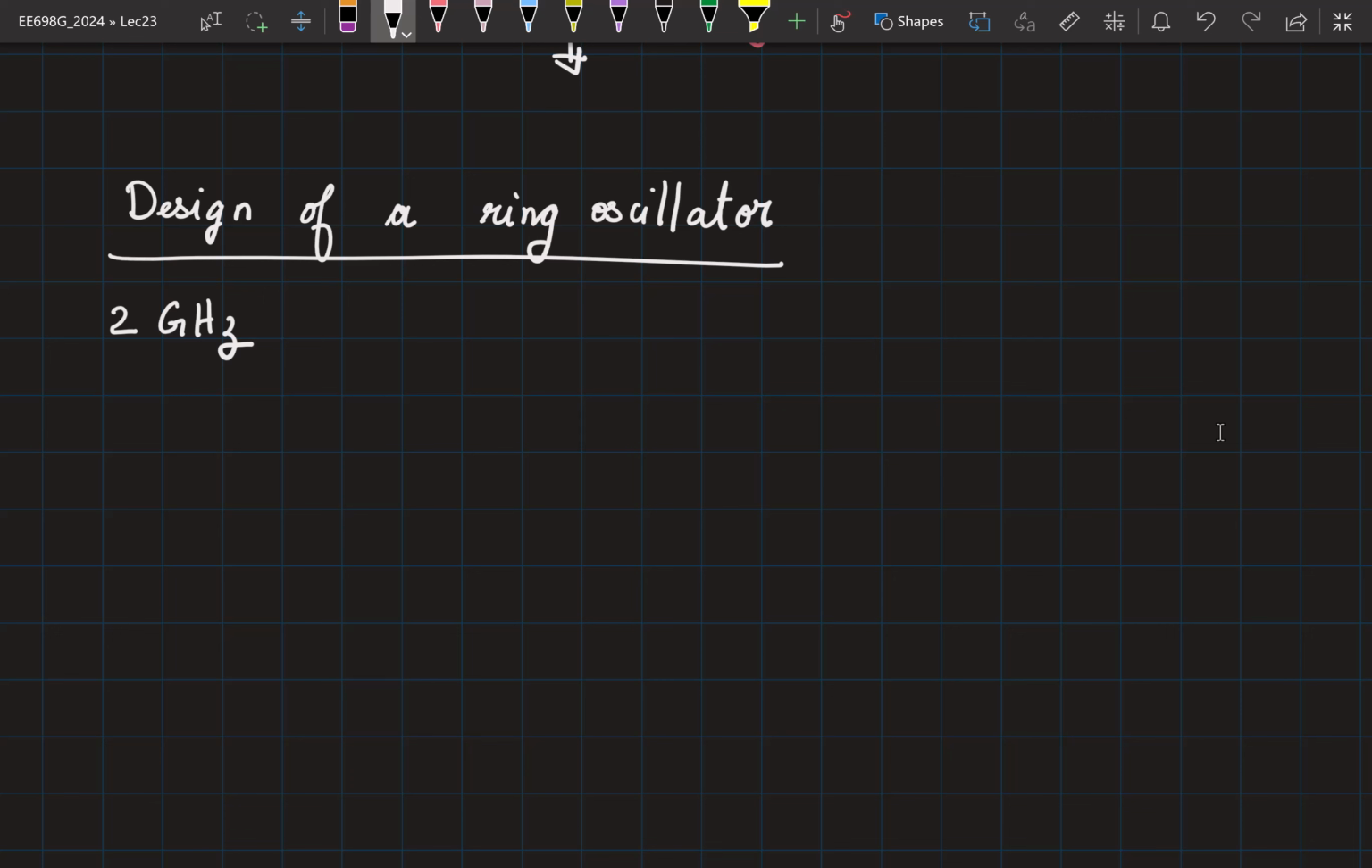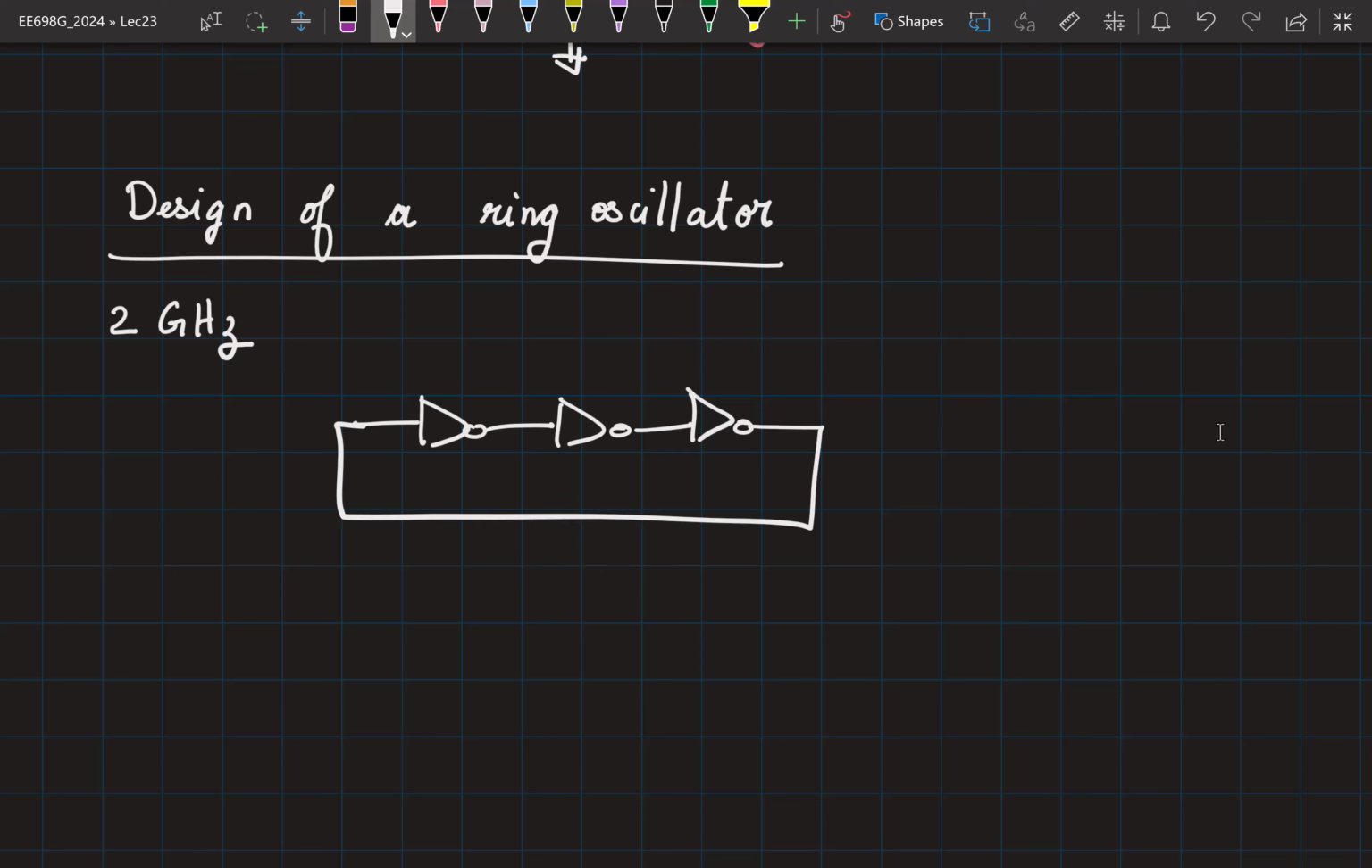I want a ring oscillator operating at 2 gigahertz. Right. So, basically something like this, right? You have an odd number of inverters and then you connect this in a loop. Correct. N has to be odd. What else?